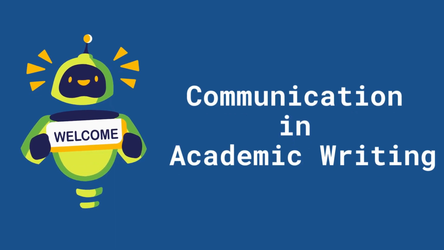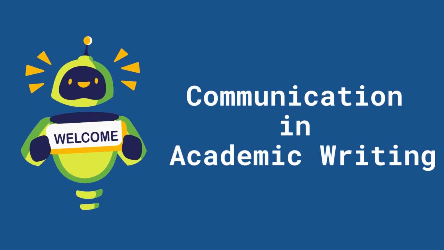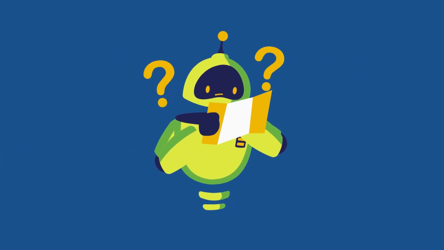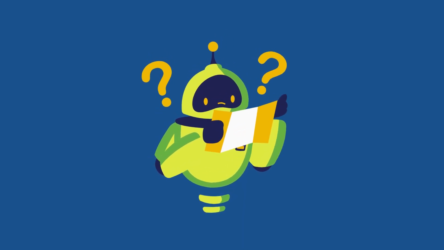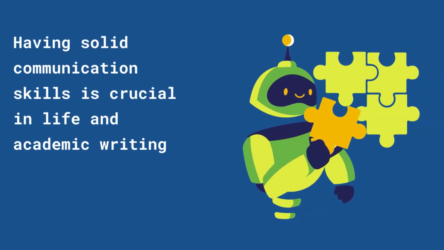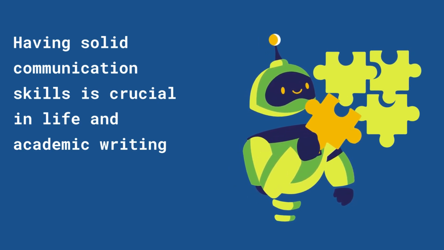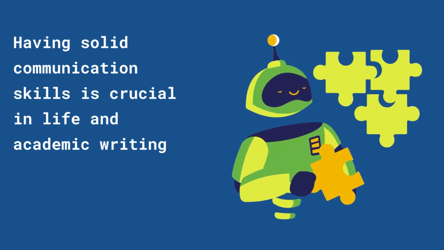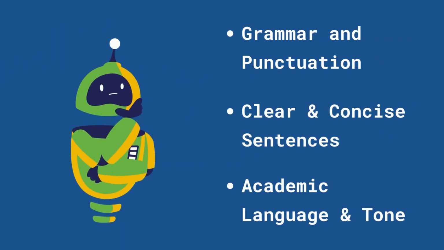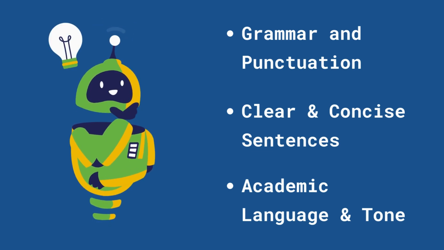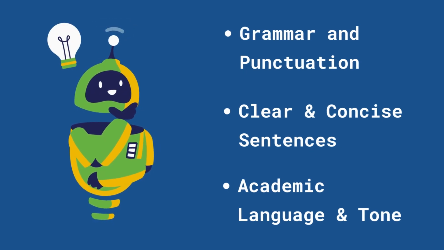Having solid communication skills is crucial for grasping others' ideas and ensuring that your own thoughts are clear. How many times have you found yourself clarifying a confusing text or being misunderstood because your writing conveyed the wrong tone? When it comes to academic writing, the skill to effectively communicate and show your comprehension of subjects is just as vital. In this video, I'll share how keeping an eye on punctuation, making sentences clear and concise, and using the right tone can improve your communication skills in academic writing.